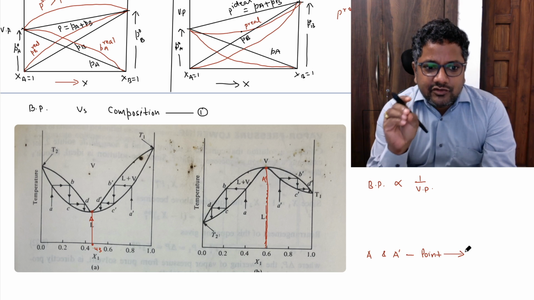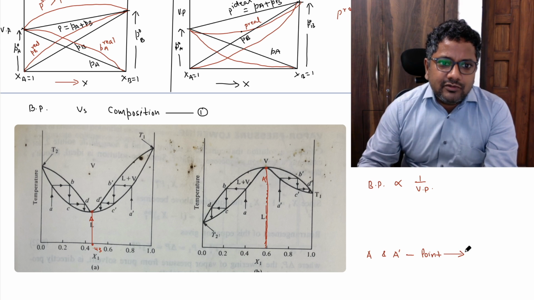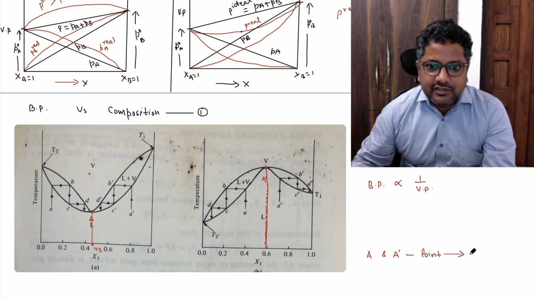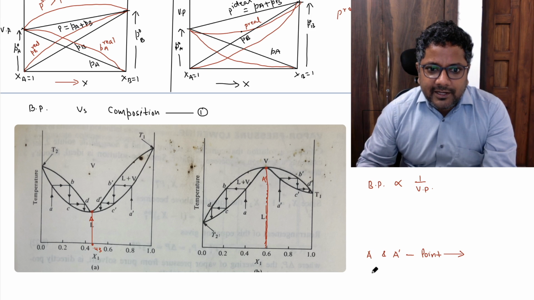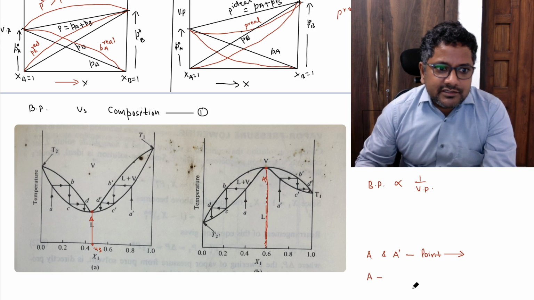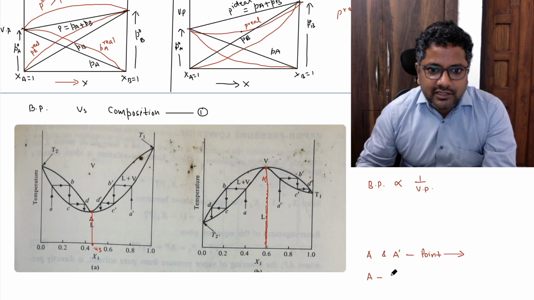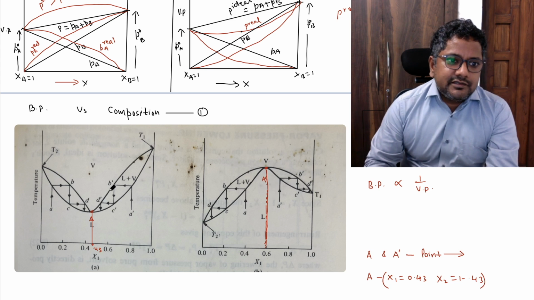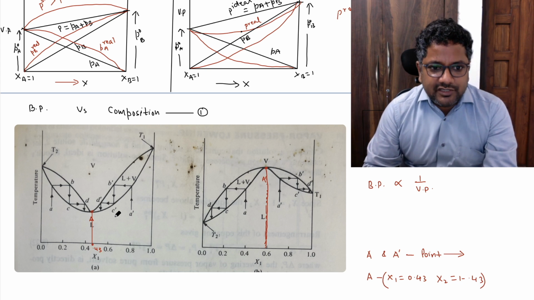is called azeotropic mixture. If you take the mixture at this point, this composition, for A, x1 is equal to 0.43 I have taken, so x2 is equal to 1 minus 0.43. So at this composition, this system forms the azeotropic mixture.